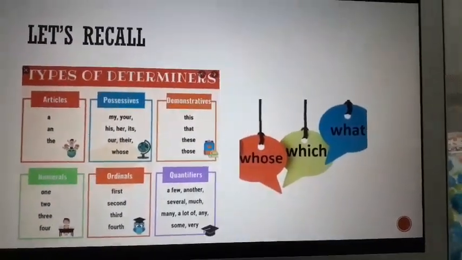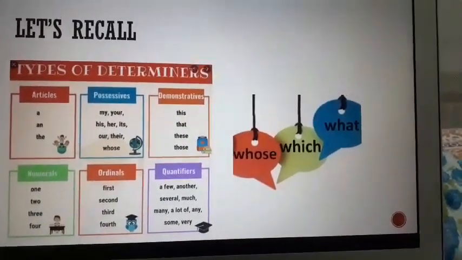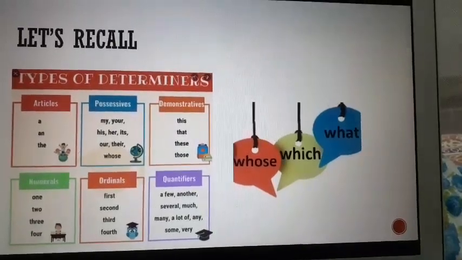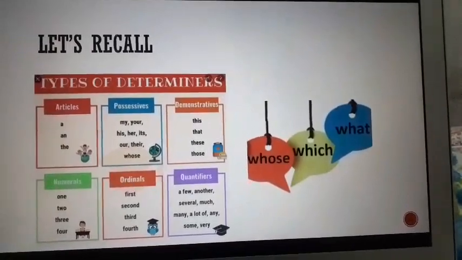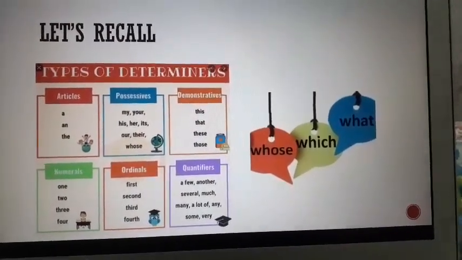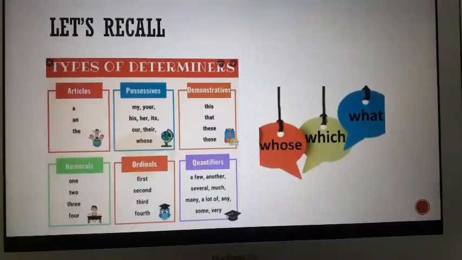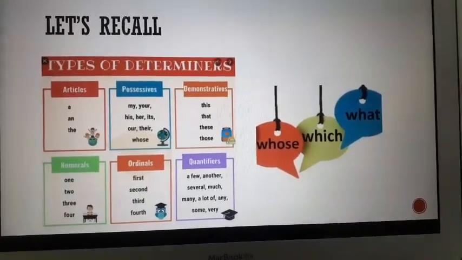The last one was interrogative determiners. In this chapter we are studying three main interrogative determiners, which are whose, which and what. Students, please try and do the exercises behind your chapter, okay? And after coming back to class, we'll definitely discuss these answers and solve them together. Thank you.